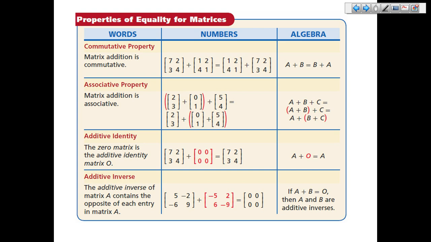We can make the zero matrix any size we want, any size it needs to be. So it needs to be the same size as the other matrix we're adding it to. And it doesn't change anything, just like adding 0 doesn't change anything. The additive inverse is the matrix that when we add it, we get 0. So the additive inverse creates the additive identity.